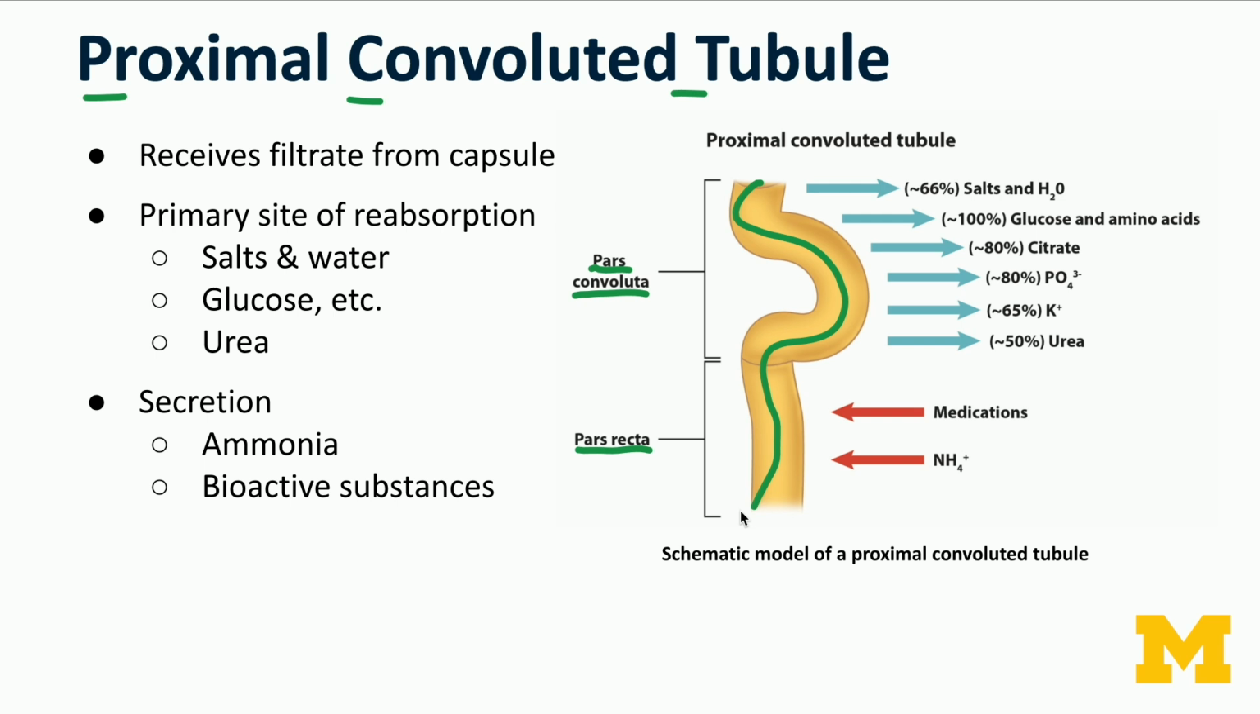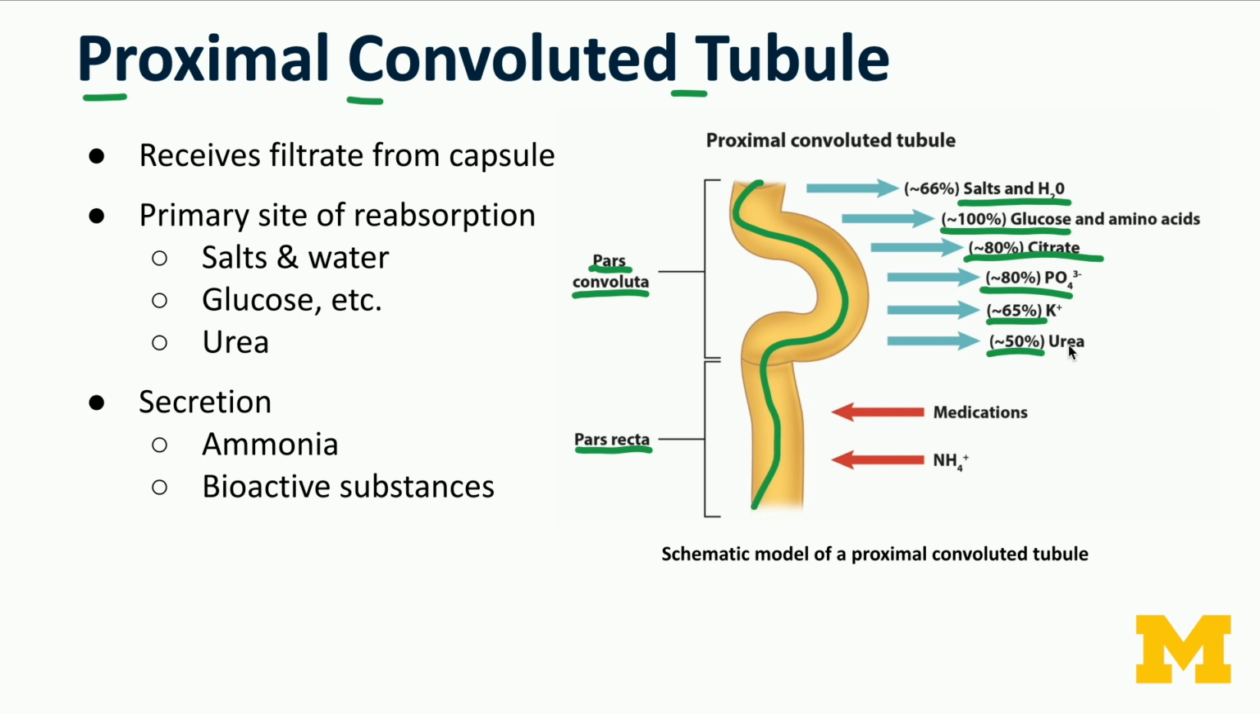So the proximal convoluted tubule is the principal site of tubular reabsorption. So that is pushing materials from the filtrate back into the blood. So we are going to reabsorb most of the salts and most water here. We'll reabsorb 100% of glucose and also amino acids here, 80% of citrate, 80% of phosphate, 65% of potassium, and we'll reabsorb about half the urea here.